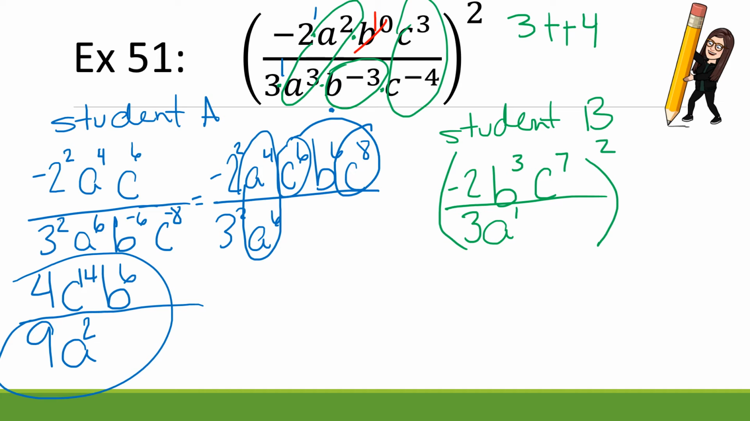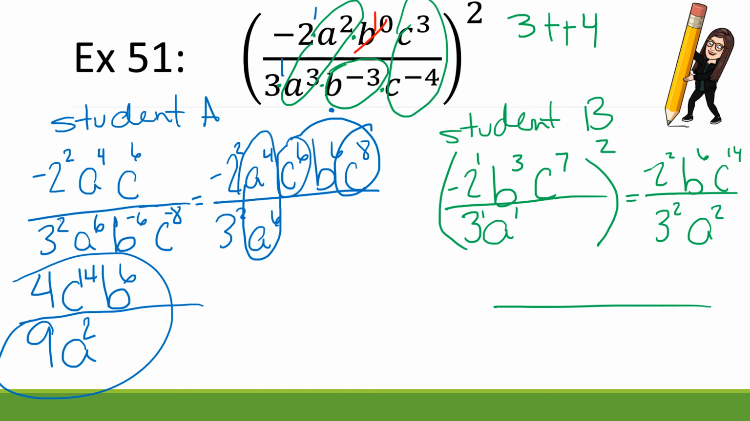Then student B says, now I'm going to distribute. I only have 5 pieces to distribute to. The negative 2 gets a 2. The B, 3 times 2 is 6. The C, 7 times 2 is 14. The 3, 1 times 2, 2. The A, 1 times 2, 2.